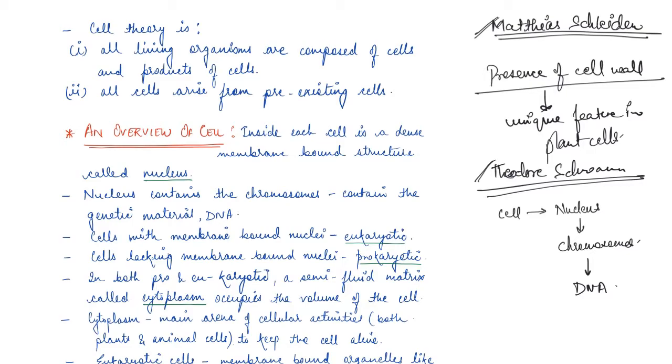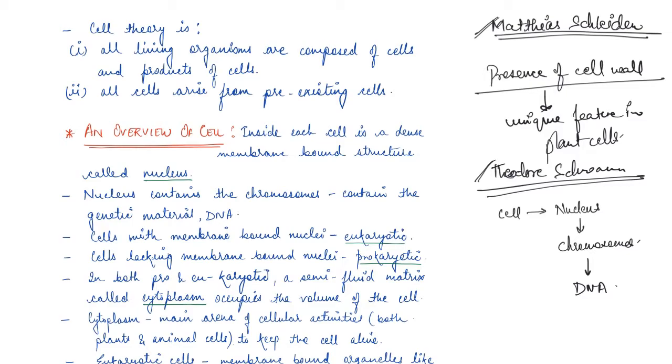Now, in both eukaryotic and prokaryotic cells, there is a semi-fluid matrix which is known as cytoplasm. This cytoplasm basically occupies the volume of the cell. And this cytoplasm is again the main region of various cellular activities in both plant and animal cells. So basically, various chemical reactions occur inside the cytoplasm to keep the cell in the living state, right?